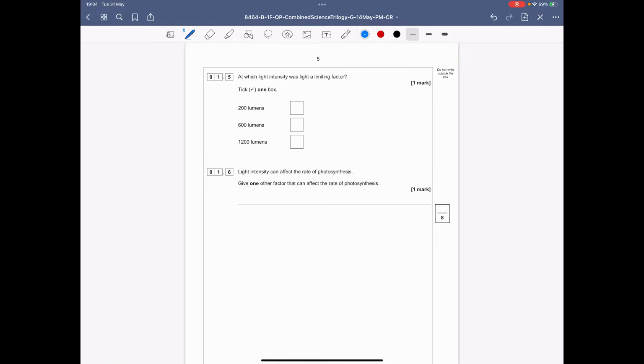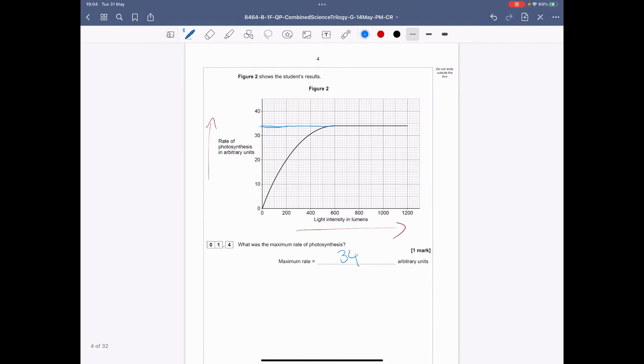Question 1.5. At which light intensity was light a limiting factor? 200, 600 or 1200? So if we go back to the graph, we're looking for where light is having a direct impact on the amount of photosynthesis. So at 1200, we can see that it's levelled off, and it's not going up anymore. So light intensity at 1200 is not a limiting factor. It's not slowing down the rate of photosynthesis.